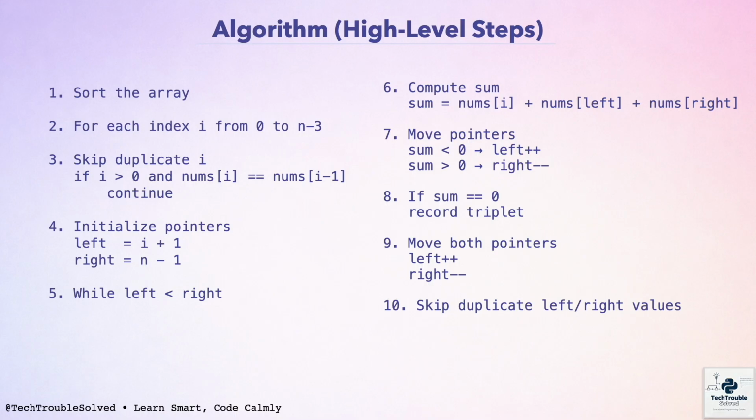For every fixed element, we initialize two pointers, left at the next position and right at the end of the array. Then while left is less than right, we compute the sum of the three elements. Depending on whether the sum is less than 0, greater than 0 or equal to 0, we move the pointers accordingly and record valid triplets. Now that we understand the full logic, let's move to the actual implementation.